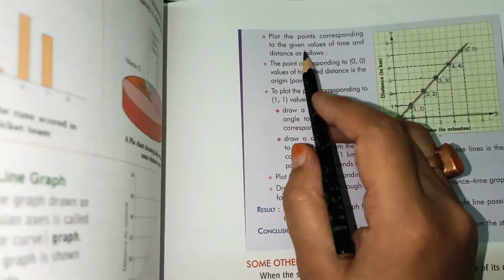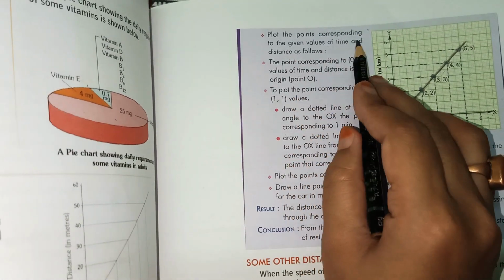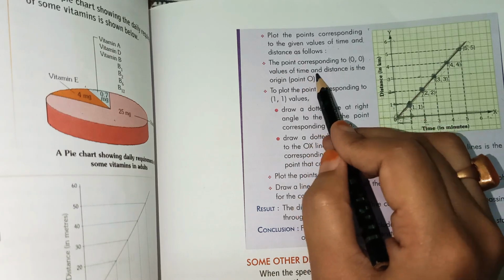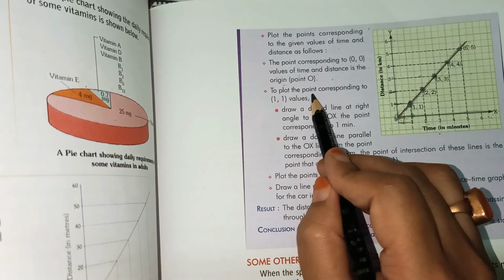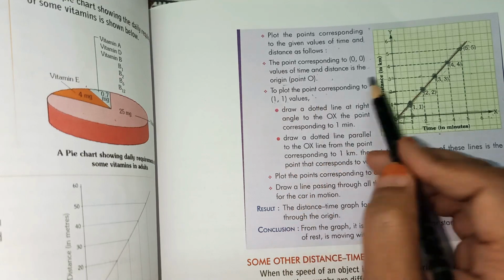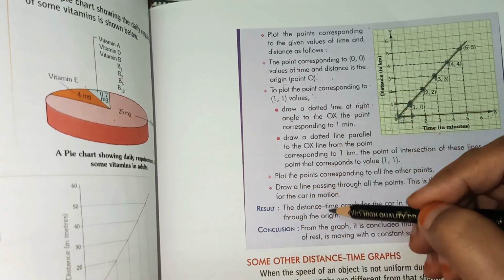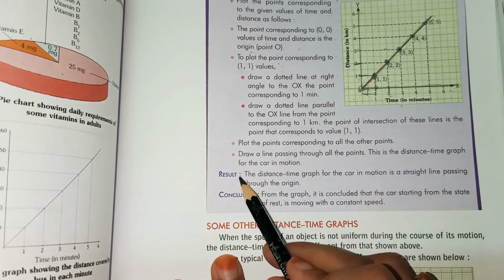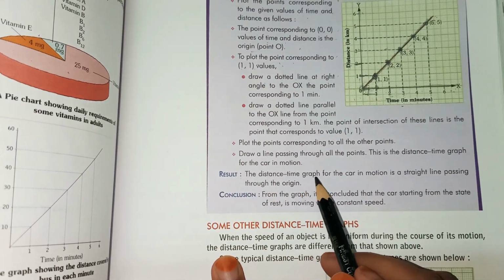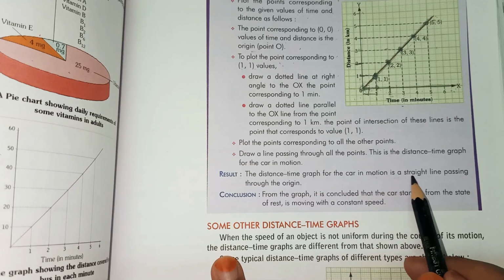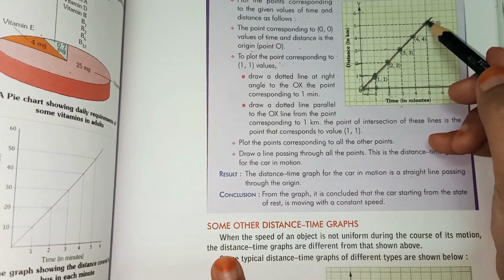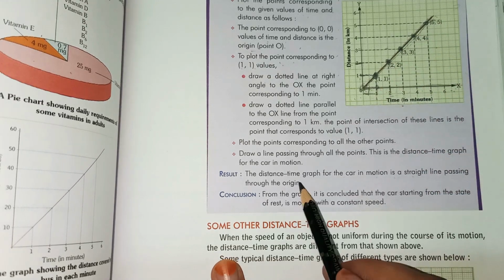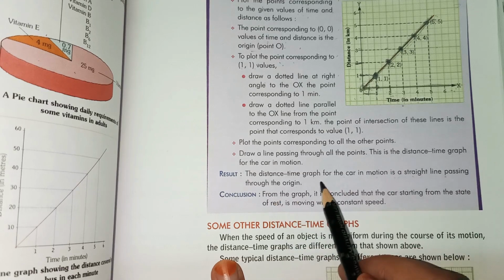So mark the time and the distance axis as shown in the page. Then plot the values of time and distance as follows. The point corresponding to 0, 0 value of time and distance is the origin. To plot the point corresponding to 1, 1 value, draw a dotted line. Whatever I have explained is everything here, so go through the book. Then in the result section, the distance-time graph for the car in motion is a straight line passing through the origin. When we plot all the values, we get a straight line passing through the origin.